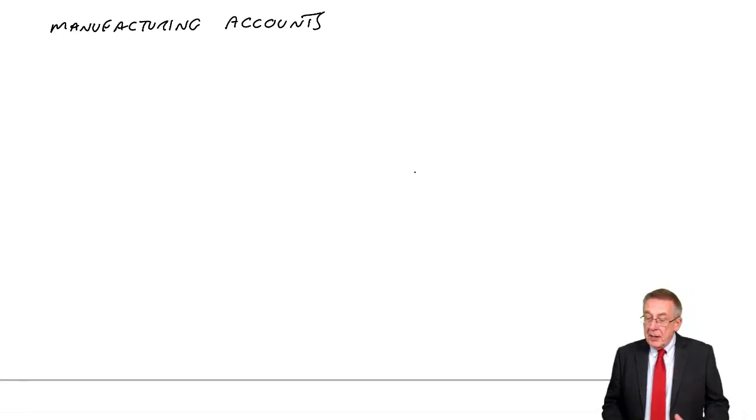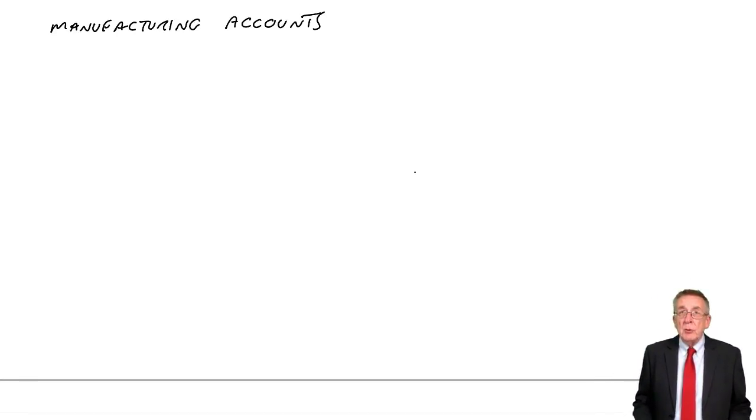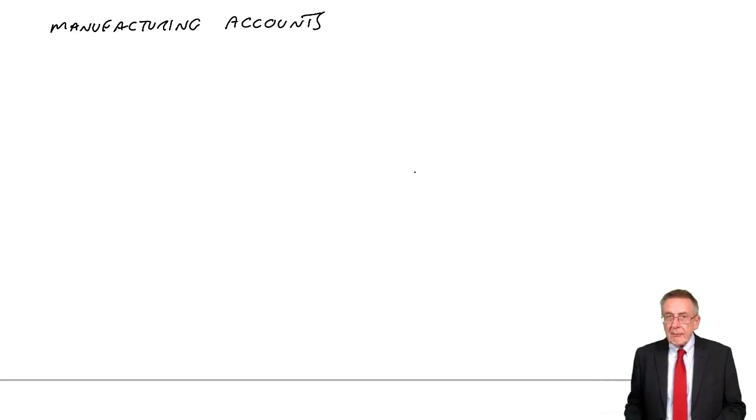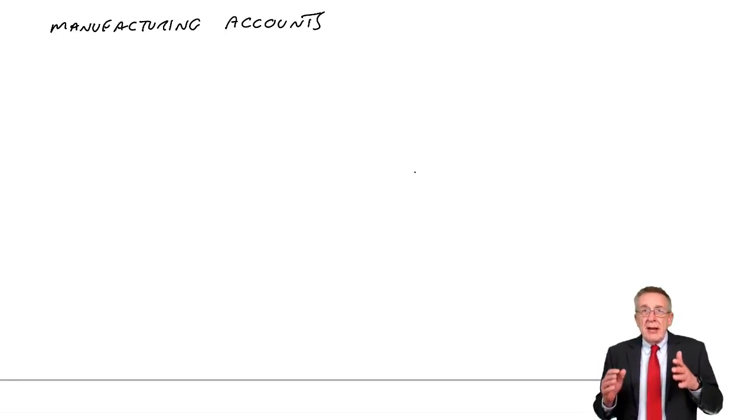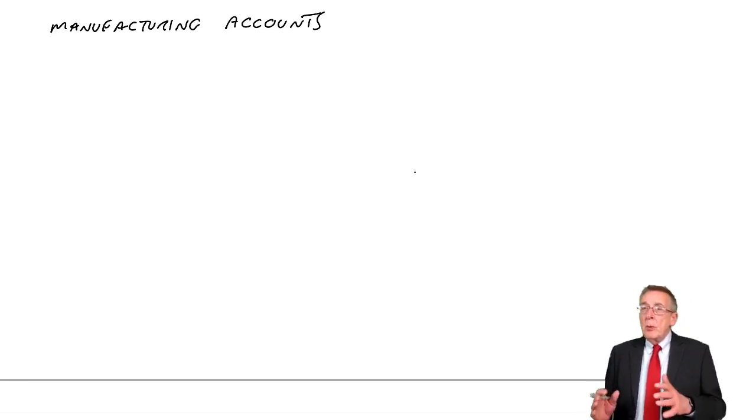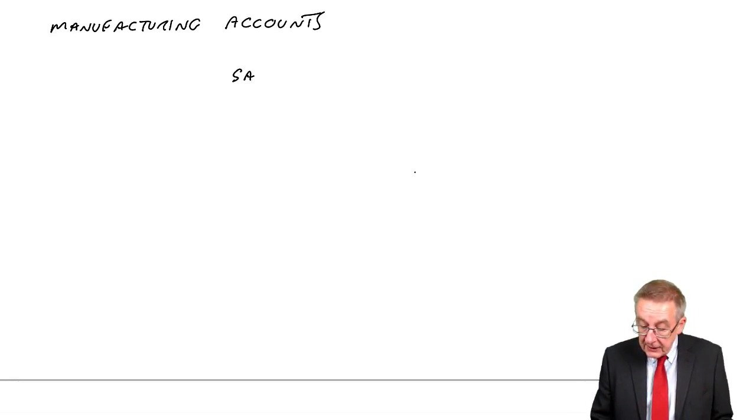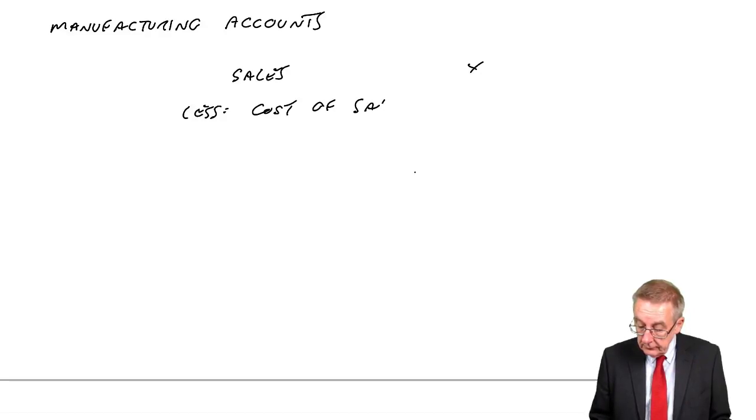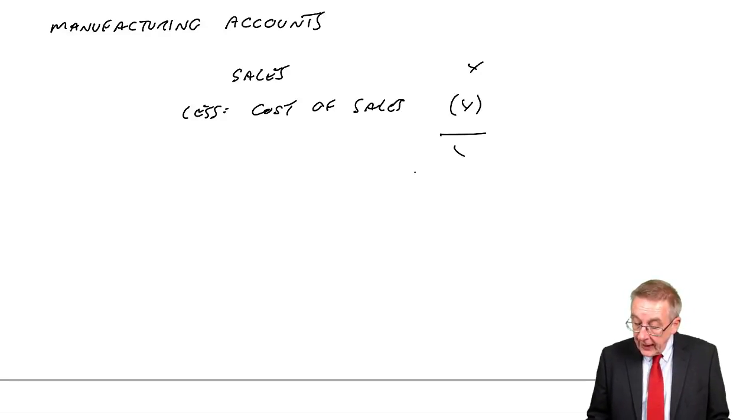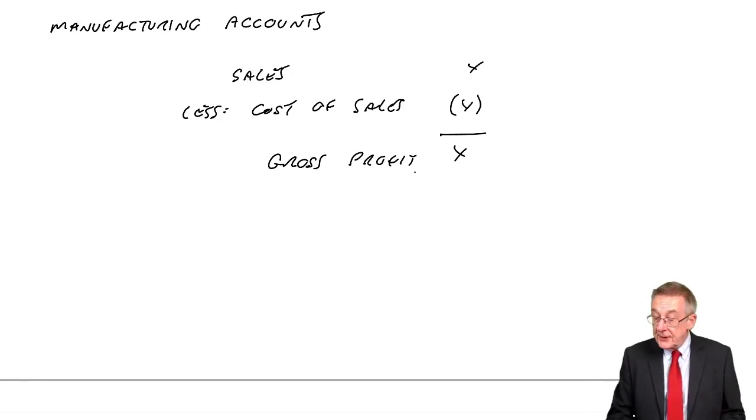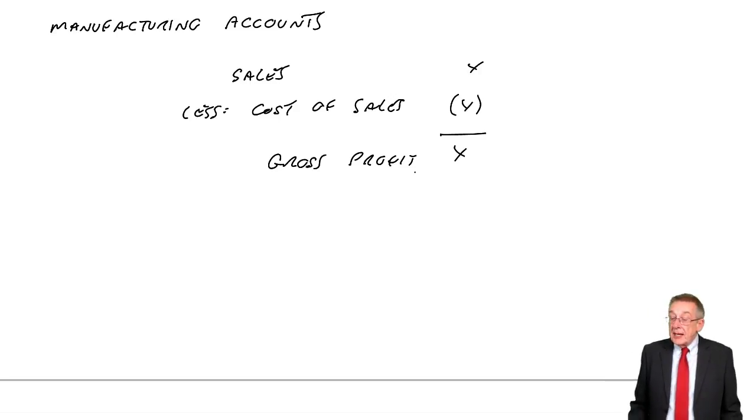Let me give you a brief introduction to what it is we're talking about, and then we'll work through a full example. You know that in the trading account, when we're calculating the gross profit, we take the sales less the cost of sales. That gives us the gross profit, and then we subtract all our expenses. But sales less cost of sales, that bit, if you remember it, we call the trading account.